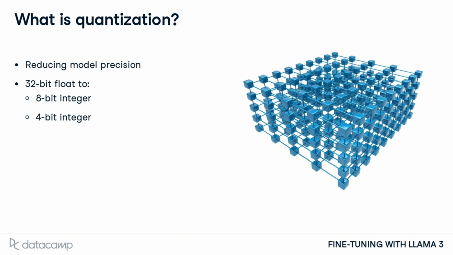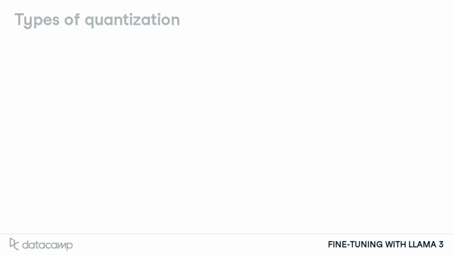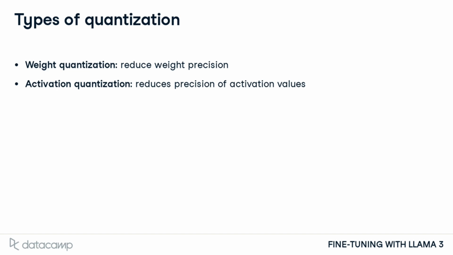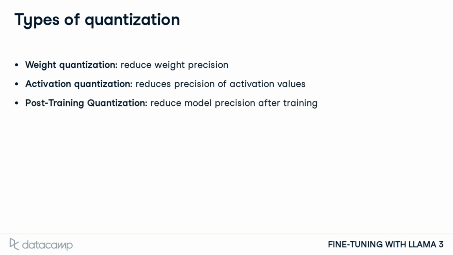We can adjust the training process when we apply quantization so that the effects of quantizing a model have minimal impact on the performance. There are many types of quantization. Weight quantization reduces precision of the model weights. Activation quantization reduces precision in the activation values during inference. Post-training quantization, which is what we will focus on for this course, quantizes models after training to save space.